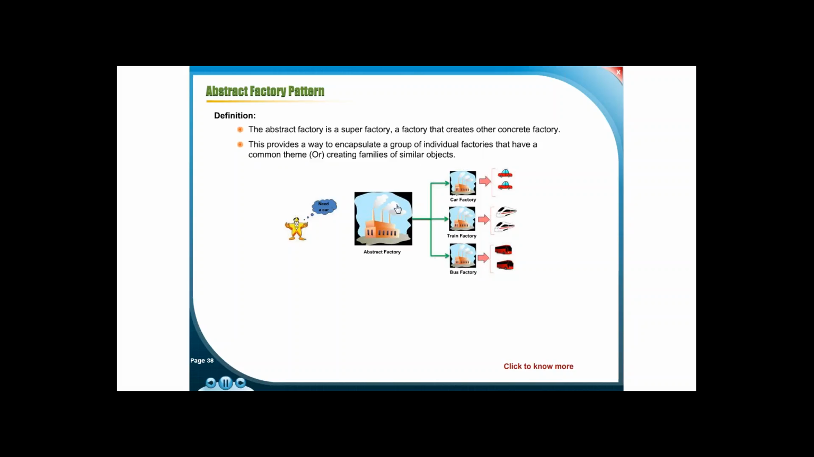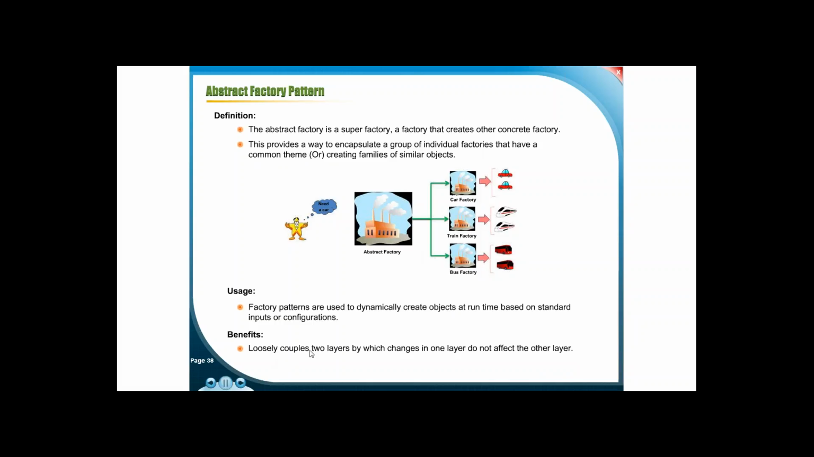So when a client is asking for a car, then the abstract factory will communicate with this car factory and obtain the object. So factory patterns are used to dynamically create objects at runtime based upon the standard inputs or configurations. We have already seen the usage. Benefits: loose coupling of two layers, by which changes in one layer do not affect the other layer.